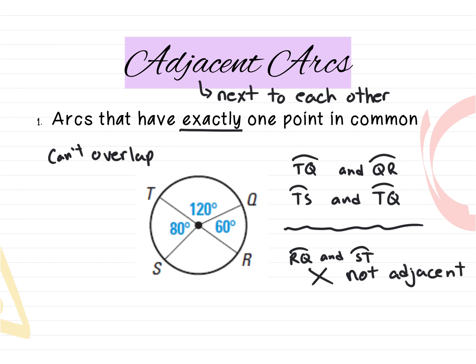Keep in mind how when I wrote the segments, we have TQ, which is right here, and QR, which is right here, so they share this segment right there. When I wrote TS, which is this one right here, and TQ, which is this one right here, they share this line right here. So that's what makes it adjacent. They share exactly one point in common, which in the blue case is the T, in the red case is the Q.